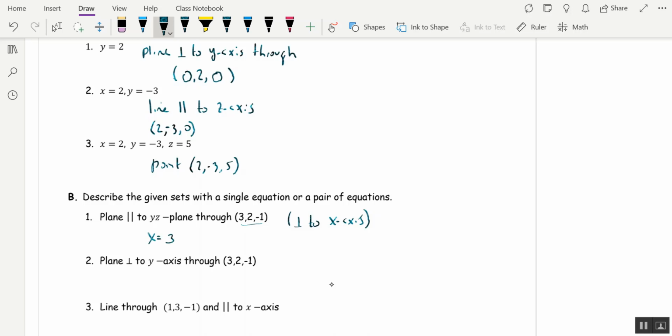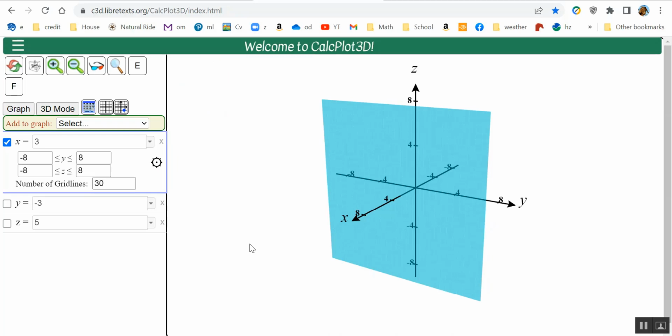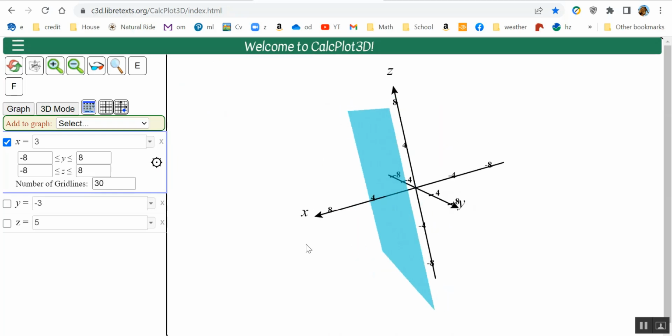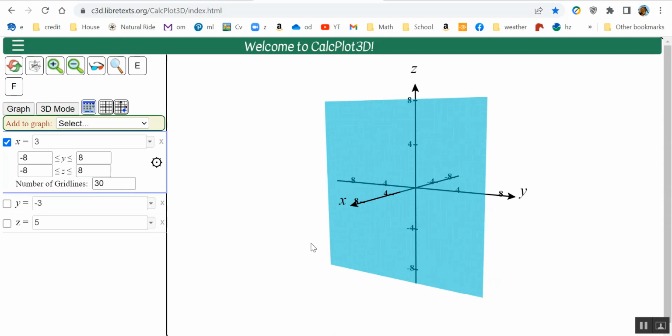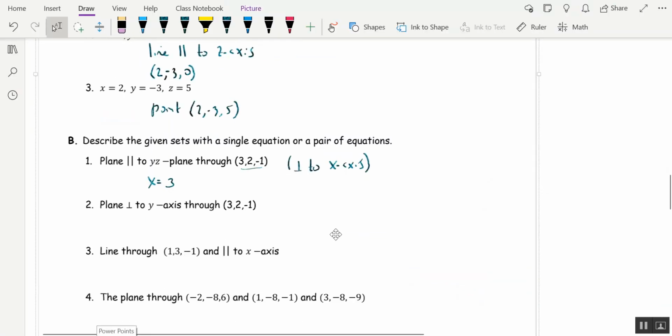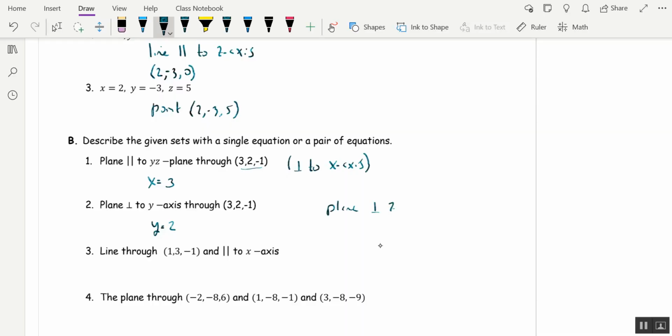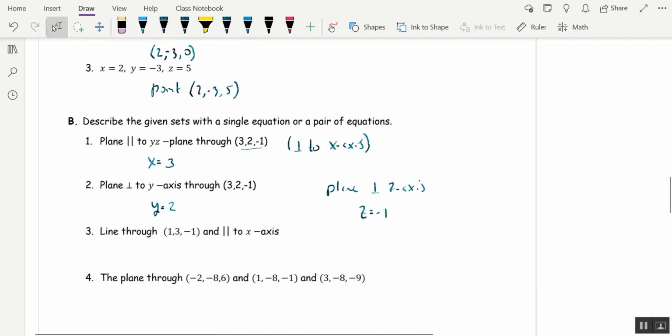Okay? Now a plane passing through (3, 2, negative 1), perpendicular to the x-axis is simply going to be x equals 3. So let me go back to CalcPlot 3D and show you that when I specify x is a certain number, I'm getting a plane which is perpendicular to the x-axis and parallel to the yz plane. Okay, a plane perpendicular to the y-axis. So now same thing, except I'm going to specify y. y equals 2. And if you wanted a plane perpendicular to the z-axis through that same point, you would go z equals negative 1.